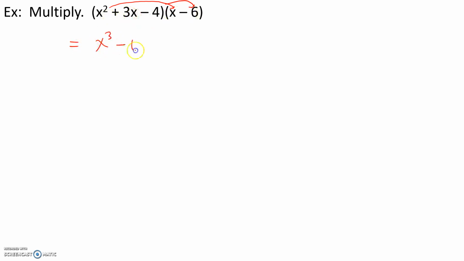X squared times negative 6 is negative 6x squared. 3x times x is positive 3x squared. 3x times negative 6, that's negative 18x. Finally, negative 4 times x is negative 4x, and negative 4 times negative 6 is positive 24.